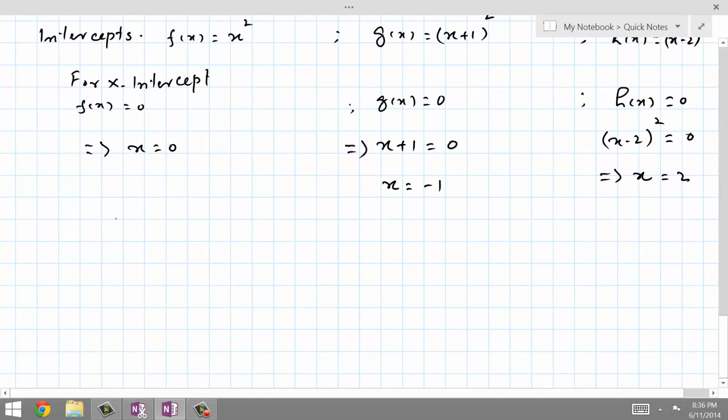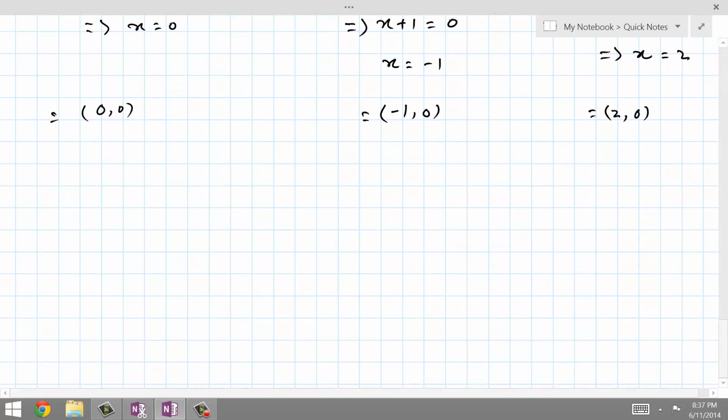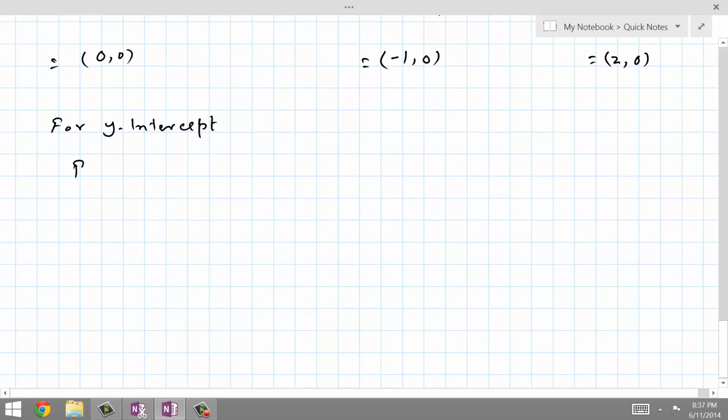So for this, the x-intercept is 0, 0. For this it is minus 1, 0. And for this, it's 2, 0. Similarly, if we want to find out the y-intercept, put x equal to 0. For f of x, which is in fact y, y is equal to 0, means 0, 0 is the y-intercept.